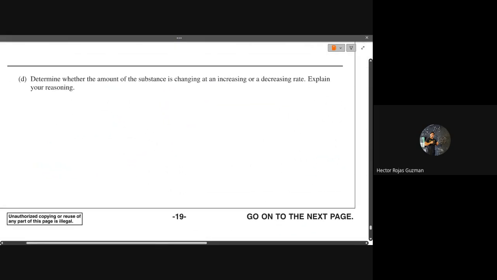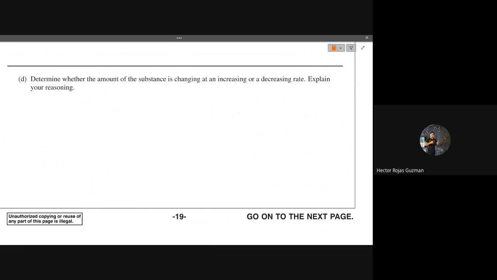Part D. Determine whether the amount of substance is changing at an increasing or decreasing rate. Is the amount of substance changing? That's talking about the derivative. Is the derivative increasing or decreasing? So we have to differentiate the derivative. No, it's not t. It's y squared. So my second derivative with respect to t is going to be negative 0.04 y times dy/dt.